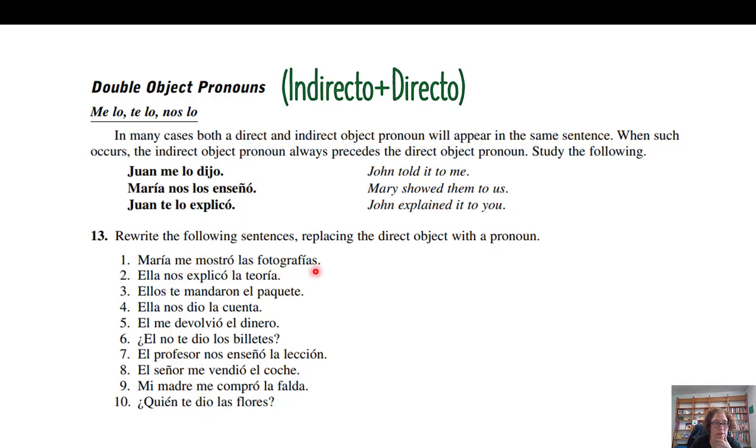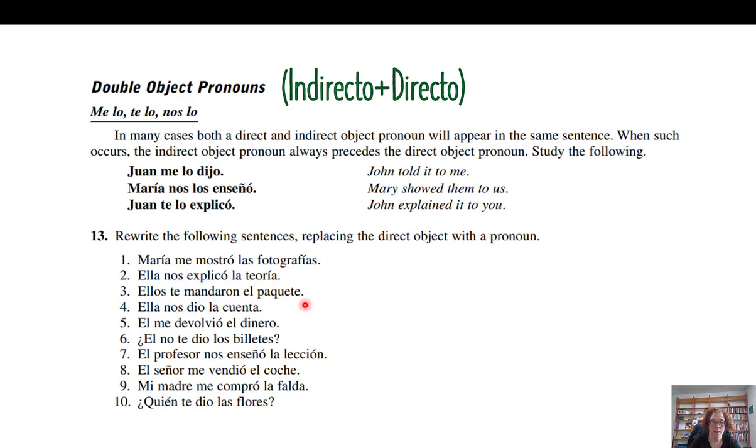What they want us to do is double with this one. So Elena me mostró las fotografías. We're going to say she saw them, the photos, to me. So María me las mostró. We would have it right there. Me las mostró. Ella nos explicó la teoría, nos la explicó.